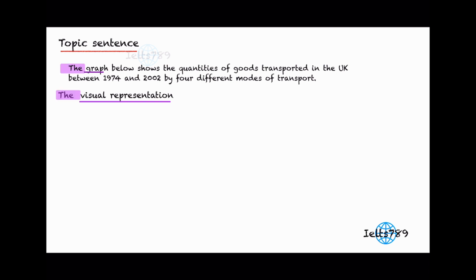The words the and below shows are always there. They don't change, but all the other words do depending on the task. Essentially, the information remains basically the same. What exactly do I mean? Going back to the topic sentence, we have the graph below shows the quantities of goods transported. So that's what the graph's about. Or we can also say the visual representation below shows what.